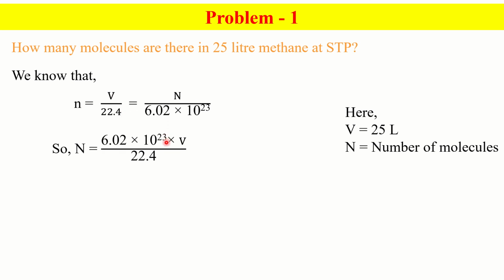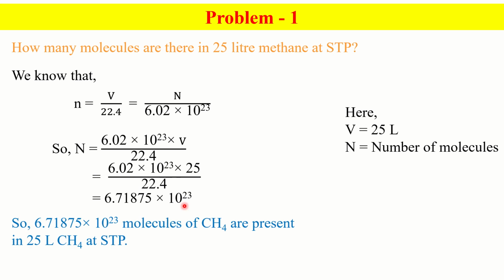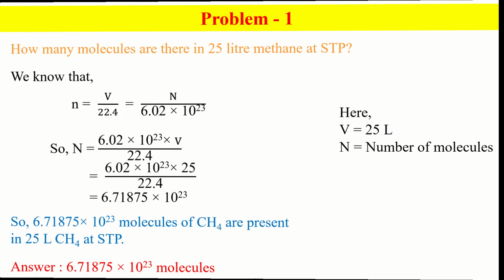So now put the value of V, that is 25 liter, and the result comes the same, 6.71875 into 10 to the power 23. So 6.71875 into 10 to the power 23 molecules of methane are present in 25 liter methane at STP. This is our required answer: 6.71875 into 10 to the power 23 molecules.